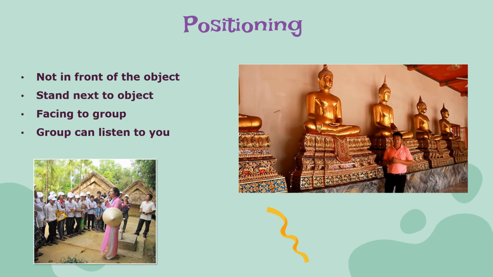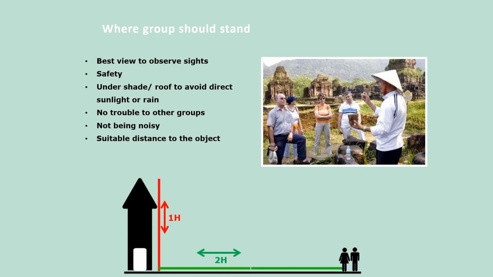The next technique in guiding is about positioning. So, when you are guiding, you are not allowed to stand in front of the object because you will cover the object from the visitors. And the next one is you have to stand next to the object. And your position should face the group. And you have to make sure the group can listen to you. That's the position for the guide.